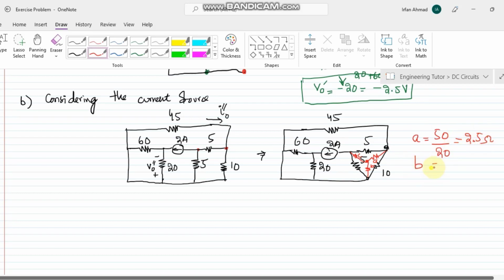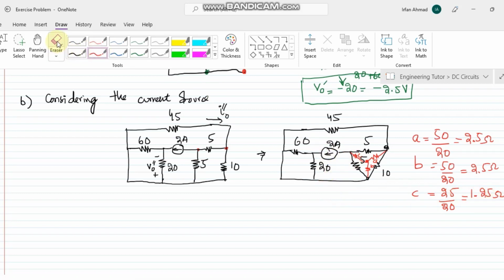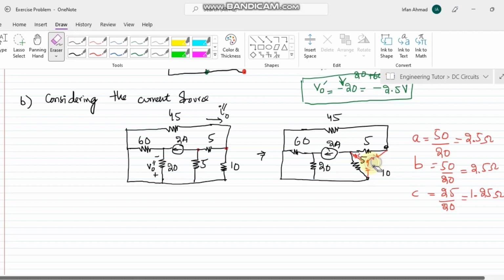The value of B here, the 2 resistors connected here are again the same one, so 50 divided by 20, that is again 2.5 ohm, and the value of C here is that these two, so the connected resistors are 5 and 5, so 25 divided by 20, that would be equal to 1.25 ohm. Okay, so now representing these, let me remove them. Okay, so that would be the case here.